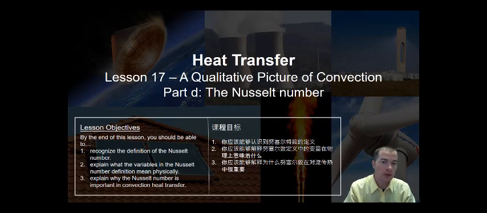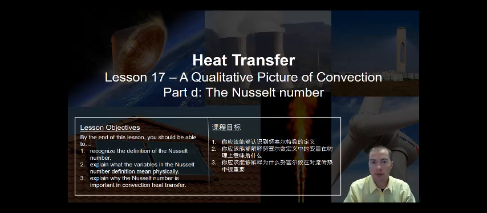In the final part of this lesson, we will be looking at one of the most important dimensionless numbers in convection heat transfer, the Nusselt number. By the end of this lesson, you should be able to recognize the definition of the Nusselt number. You should be able to explain what the variables in the Nusselt number mean physically. And you should be able to explain why the Nusselt number is so important in convection heat transfer.